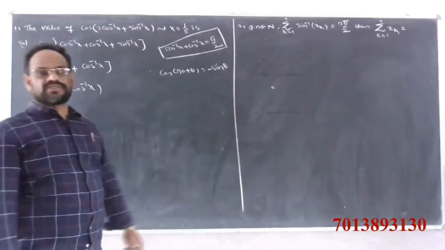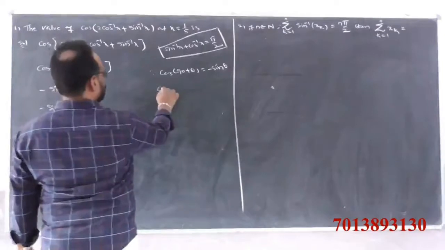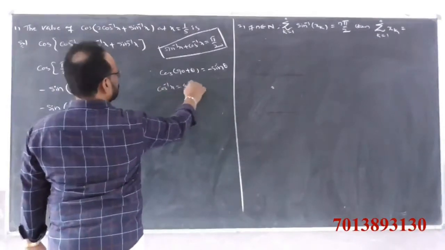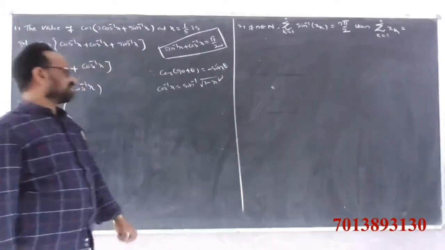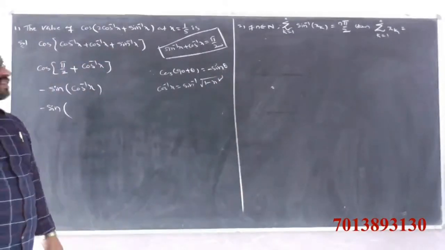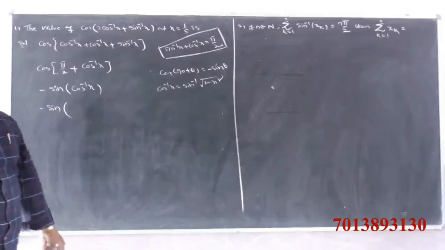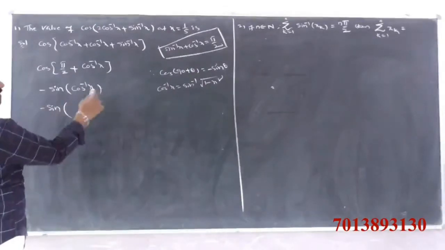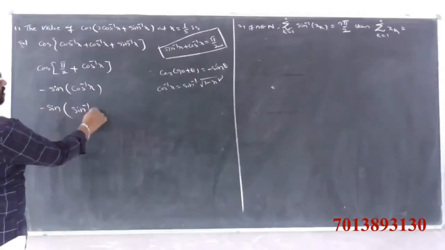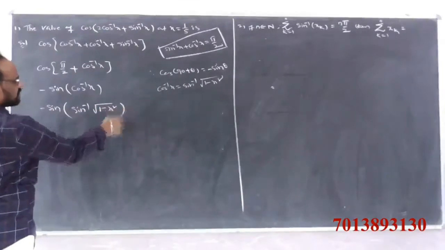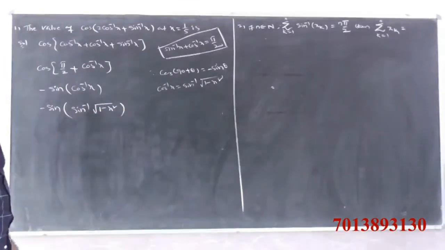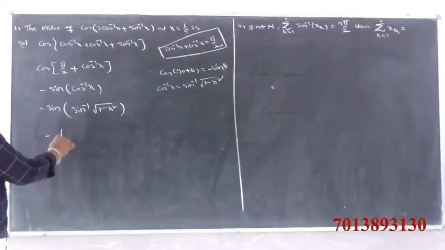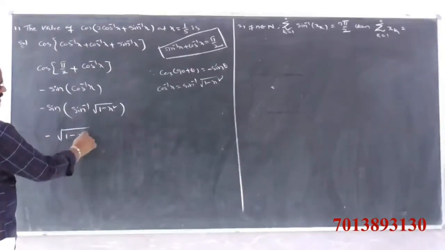Cos inverse x, we already know the properties, is equal to sin inverse of square root of 1 minus x square. So cos inverse x can be written as sin inverse of square root of 1 minus x square. Sin of sin inverse x gives x only. So we get minus square root of 1 minus x square.